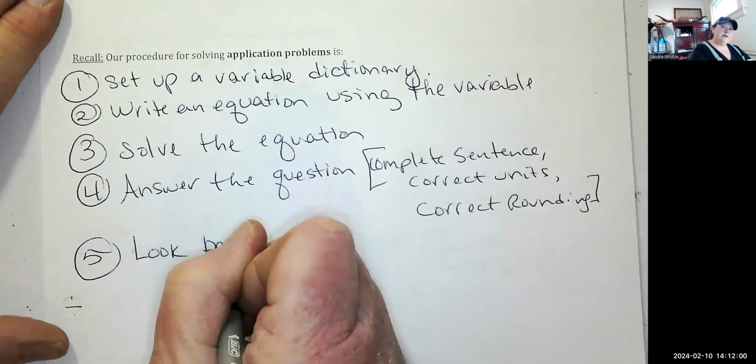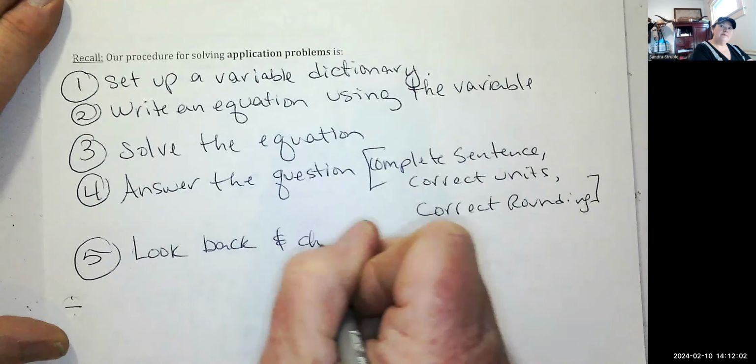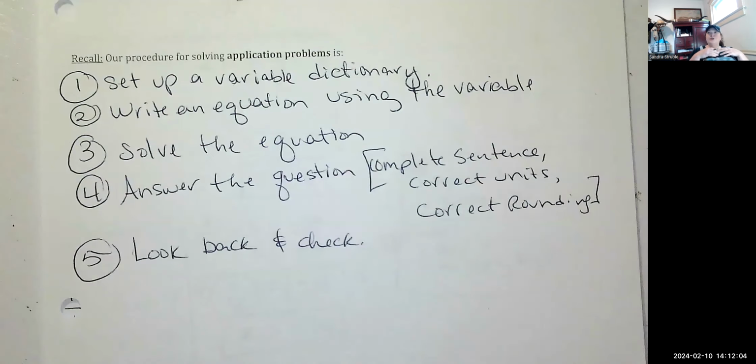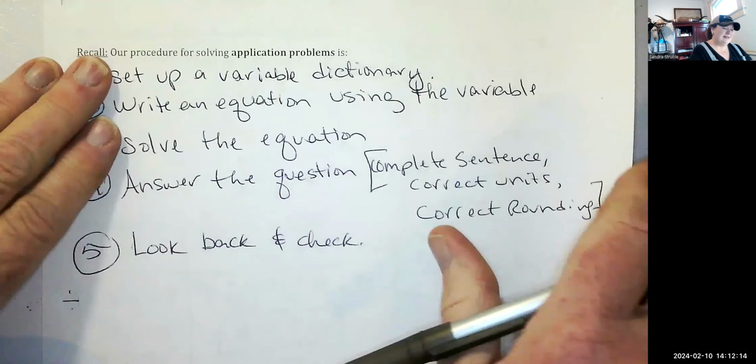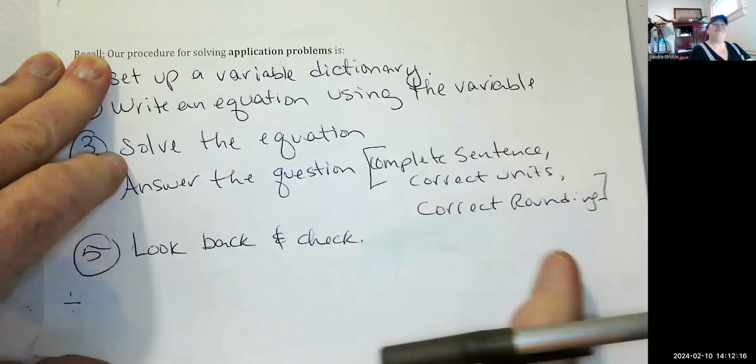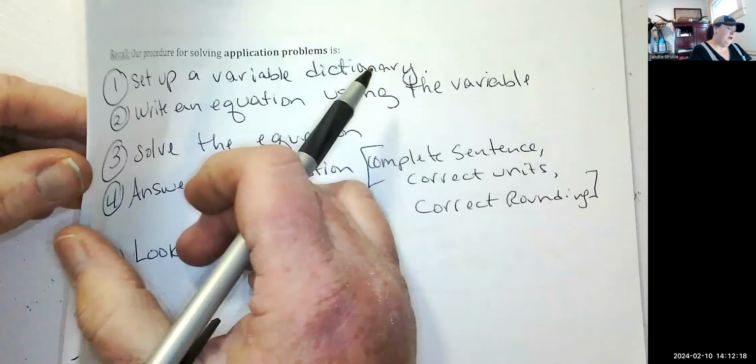Look back and check. Does your answer make sense? And I've mentioned this before, where I've had people in the next class that you're going to be taking give me some crazy answers, like somebody paid $15 gazillion for a house or something. I don't know. It was just crazy.